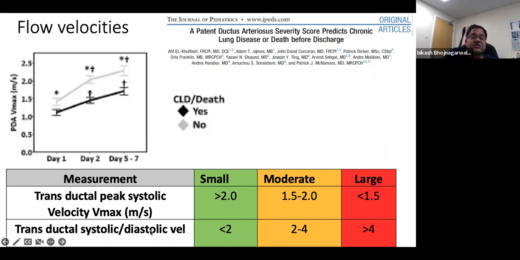And when we measure transductal systolic to diastolic velocity flow, I don't think there is much evidence objectively relating it to CLD and death, but we know that it hints towards a pulsatile flow, unrestricted flow, which again equates into a high shunt volume. We should consider that when the ratio is more than 4, it's considered a large volume, 2 to 4 is moderate, and if the difference is less than 2, then it is a small volume.